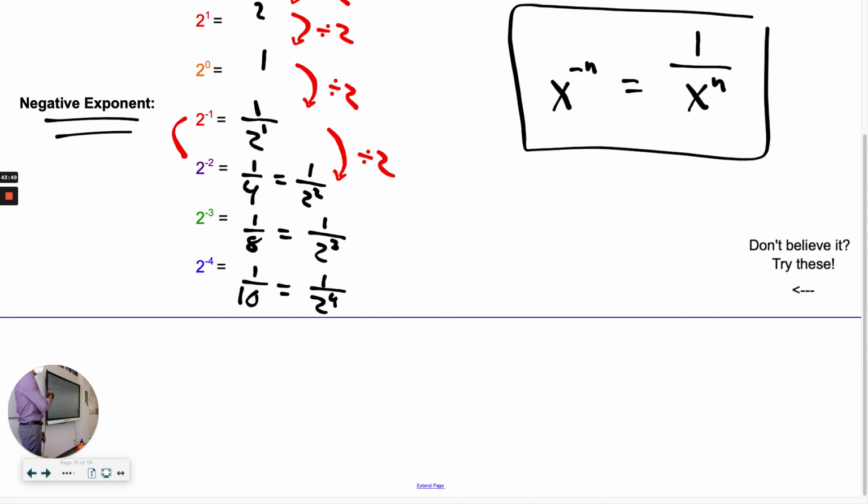Now, why would you do that? Well, maybe you don't want negative numbers. Switch it to fractions. Maybe you hate fractions. Switch it to negative numbers, right? It's a tool that lets you flex back and forth between those two. Cool? That's index law number 5.